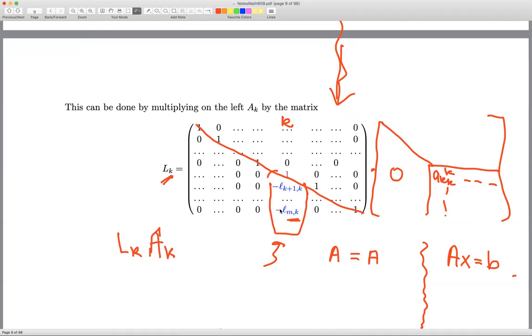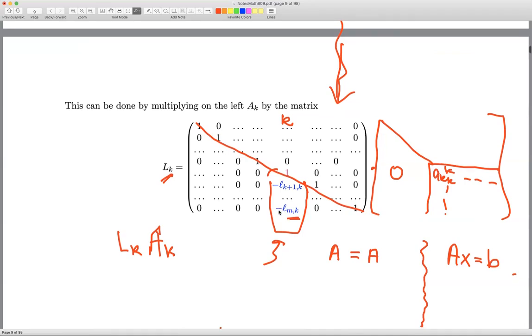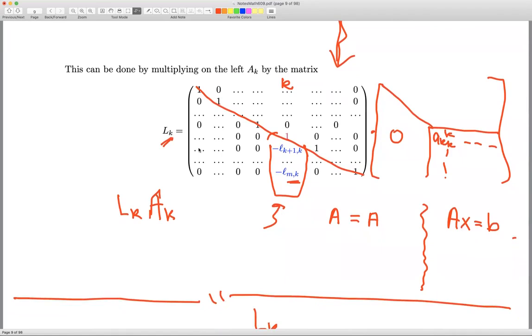that has ones on the main diagonal and has the corresponding L's on column K below the main diagonal with negative signs. Now, we also discussed that if we start with the equation A is equal to A, then we perform one step of Gauss elimination. The performance of one step of Gauss elimination means that we multiply on the left the matrix A by the corresponding matrix L1. So we have L1A is equal to L1A.